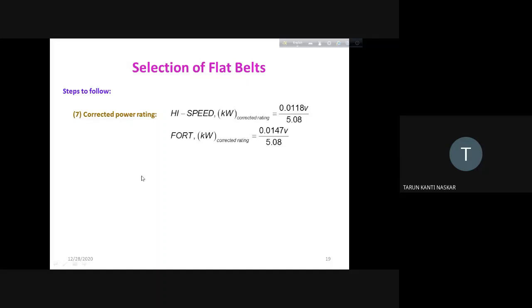Now, the corrected power rating. So what should be the power rating?